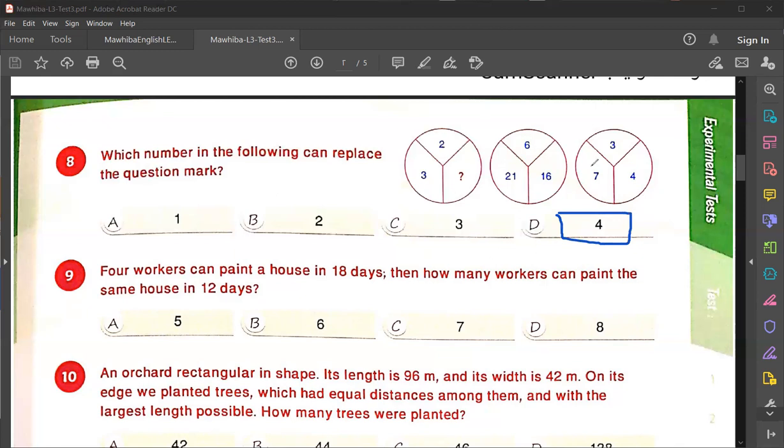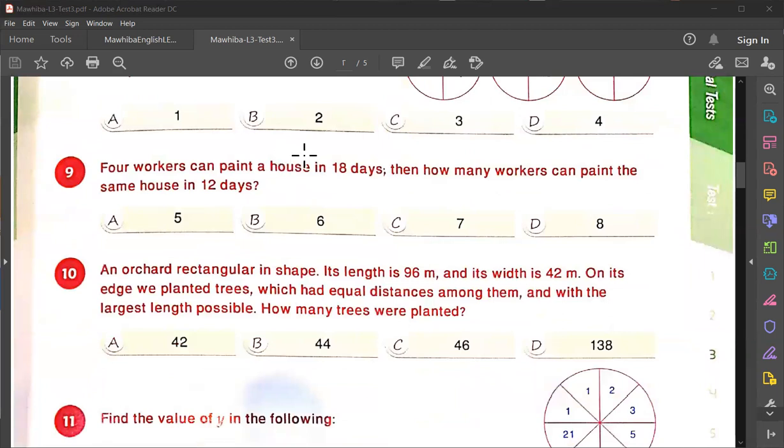Okay, I think that's the rule. When you multiply, 3 times 2, you get 6, and 7 times 3 is 21, and 4 times what to get 16? It is 4. So the answer is 4.